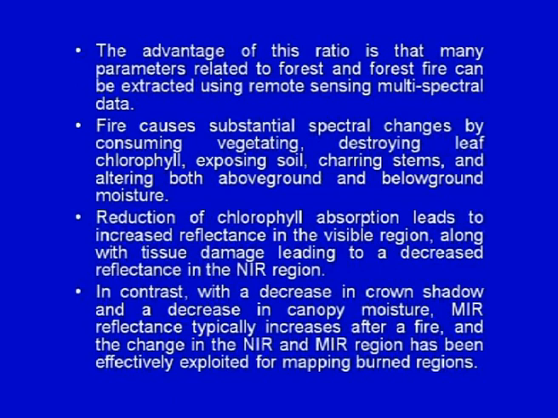Fire causes substantial spectral changes by consuming vegetation, destroying leaf chlorophyll, exposing soil, charring stems, and altering both above ground and below ground moisture. Reduction of chlorophyll absorption bands leads to increased reflectance in the visible region, along with tissue damage leading to a decrease in reflectance in the near infrared region. In contrast, with a decrease in crown shadow and a decrease in canopy moisture, MIR reflectance typically increases after a fire, and the change in the NIR and MIR regions can be effectively exploited for mapping burnt regions.